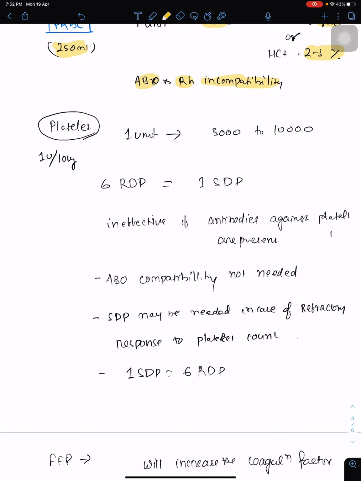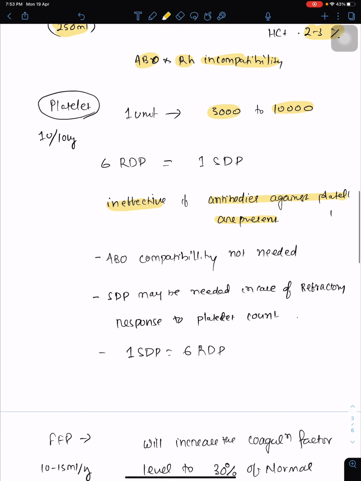1 unit of platelets will increase the count by 5 to 10,000 from the baseline level. But platelet transfusion will be ineffective if antibodies against platelets are present, as in immune thrombocytopenic purpura. So in that case, we have to infuse single donor platelets, because even if you transfuse random platelets, that will be ineffective.